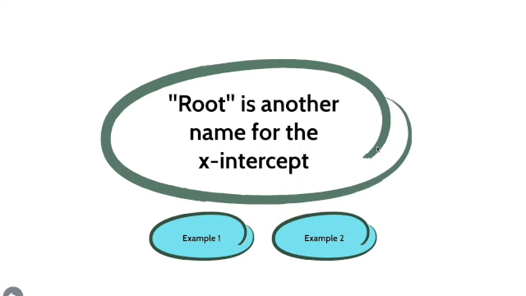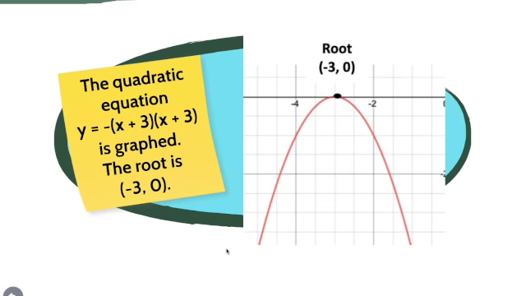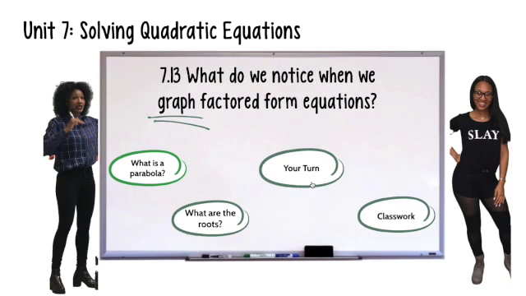Let's take a look at another example. The quadratic equation is y equals -(x + 3)(x + 3). That's my factored form. And when I look at the graph, my root is right here because that's where the parabola crosses or touches the x-axis at (-3, 0). Now it's your turn.